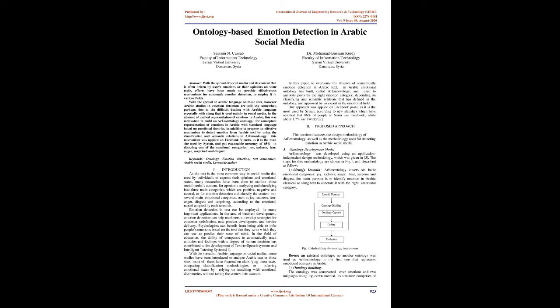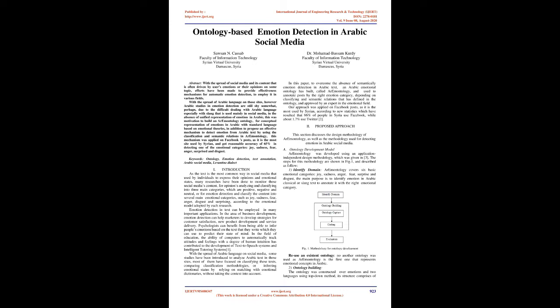Introduction. As text is the most common way in social media that individuals use to express their opinions and emotional states, many researches have been done to monitor those social media's content, for analyzing opinions and classifying them into three main categories, which are positive, negative, and neutral, or for emotion detection and classifying the content into several main emotional categories, such as joy, sadness, fear, anger, disgust, and surprise, according to the emotional model adopted by each research.